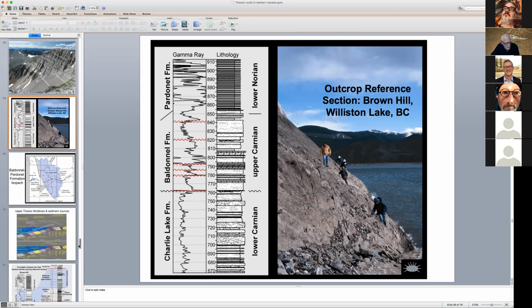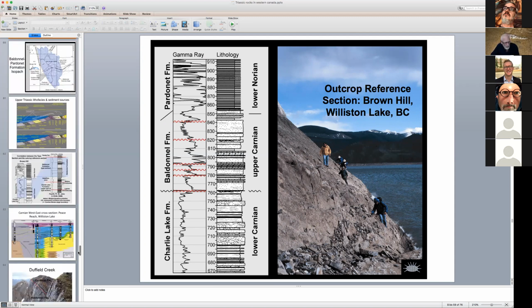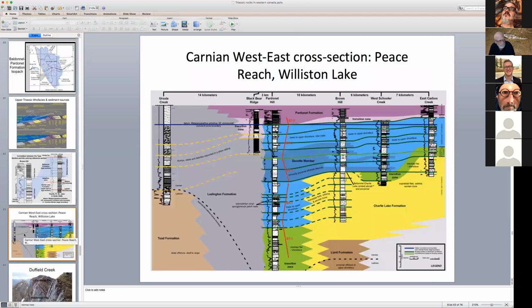I'm going to blow over a couple of our slides right here. I want to get into a couple of our better outcrop successions. I threw this in here. This is a vertical succession through our Upper Triassic rocks. Now it's pretty complex, so I don't want to walk you through everything right in here.